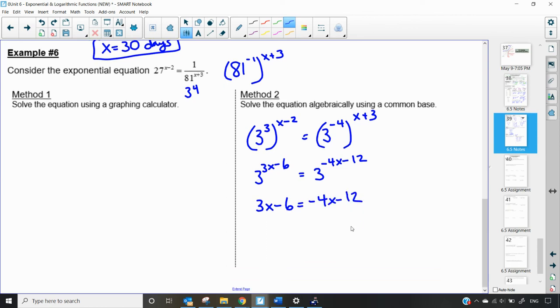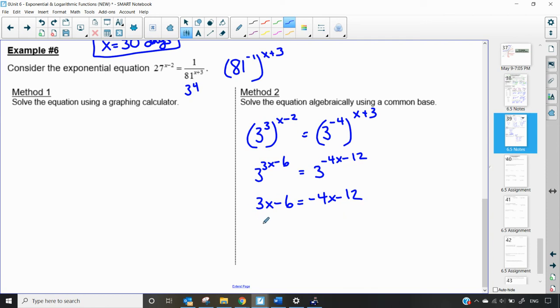So simplifying here, I have 3x plus 4x, so 7x. And then I'm adding 6 to both sides. Negative 12 plus 6 is negative 6. Dividing by 7, I have x equals negative 6 over 7.